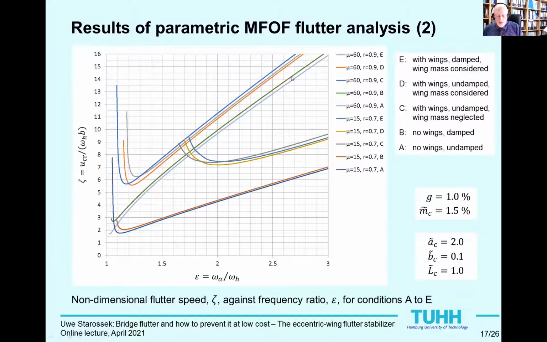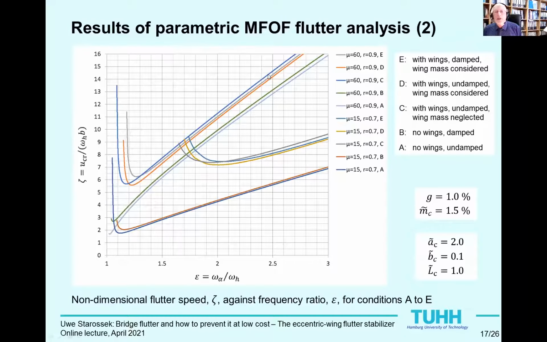The flutter speed increases, although the differences between curves A and B become significant only for small epsilon, as seen here and here. Wings are now added on both sides of the bridge deck along the entire length of the girder. The relative wing eccentricity is 2. The relative wing width is 0.1. The curves labeled C, D, and E, these ones and these ones, result when the wings are added. They differ from one another with respect to the additional consideration of wing mass and structural damping.